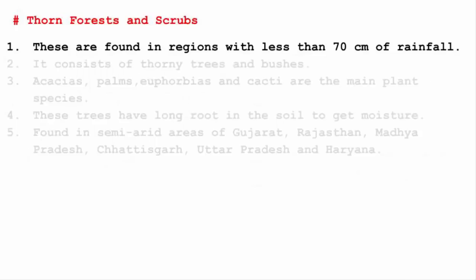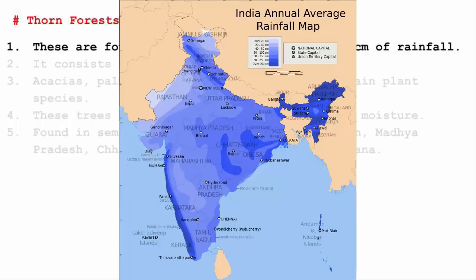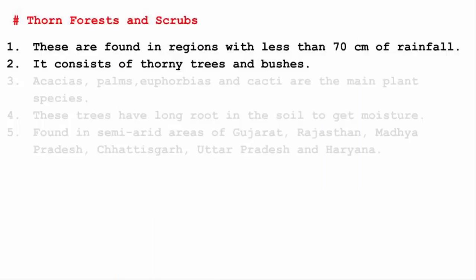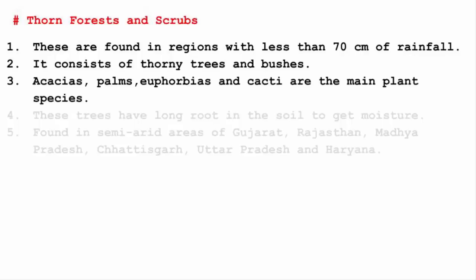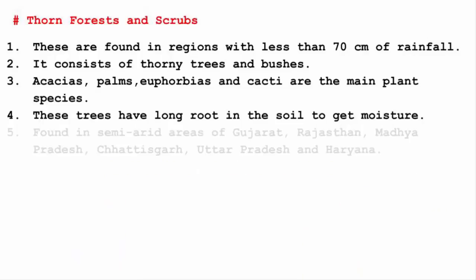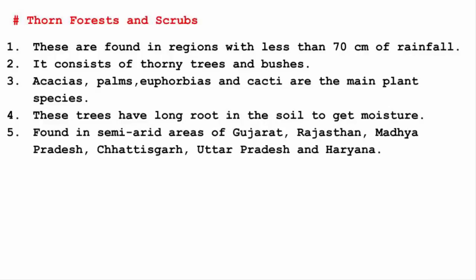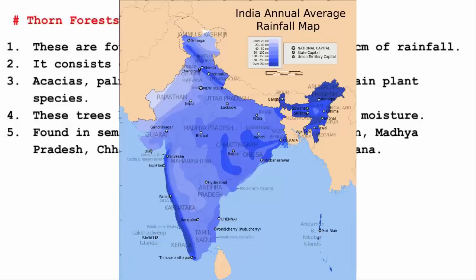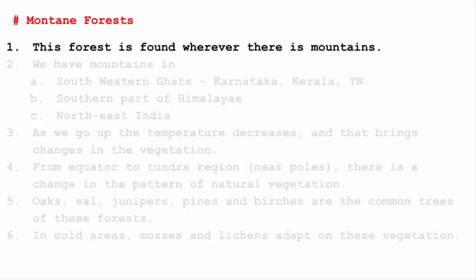Now let's read about thorn forest and scrubs. So these type of forests are found in regions with less than 70 centimeter of rainfall. Now by the name of the forest, you can easily figure out that it consists of thorny trees and bushes. Some of the main plant species that are found are acacias, palms, euphorbias and cacti. These trees also have long roots in the soil so that it can get maximum moisture. So these type of forests are usually found in semi-arid areas of Gujarat, Rajasthan, Madhya Pradesh, Chhattisgarh, Uttar Pradesh and Haryana.